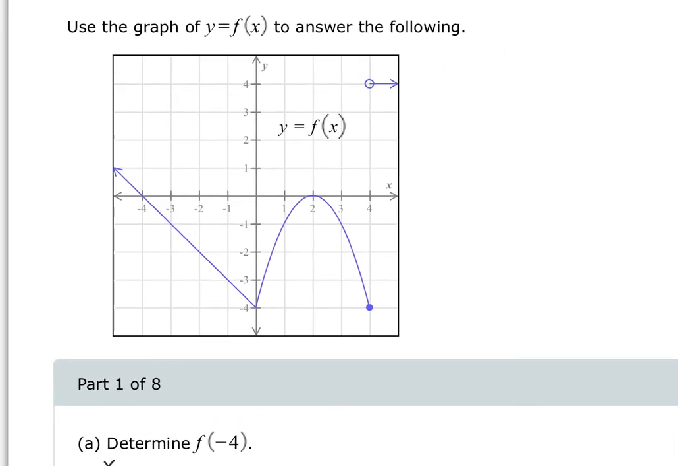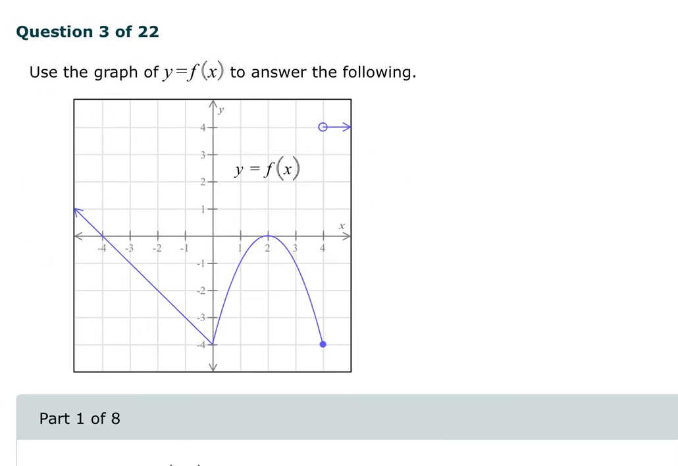It also asks us what f of 1 is. So I would go to the x-axis, go to the x value of 1 and see what y value I have for the x value of 1, and the y value for the x value of 1 would be right here at -1.